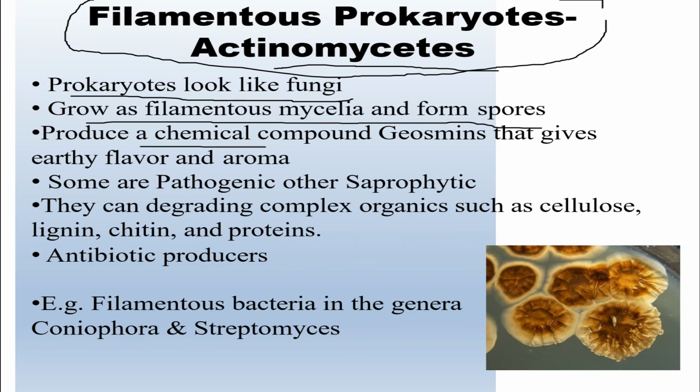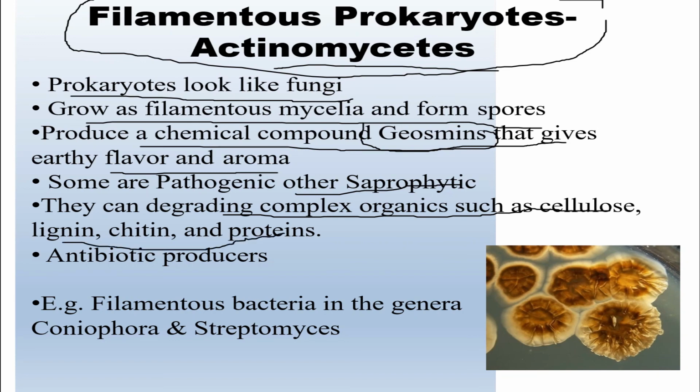Also, these produce a chemical compound known as geosmin that gives an earthy flavor and aroma. So this is a very important point. So these produce a chemical compound which is known as geosmin. Alright, and some of these are pathogenic in nature and the others are saprophytic in nature. Also, these can degrade complex organics such as cellulose, lignin, chitin and proteins. So these help in the degradation of complex organics as well, and these are the prime organisms for antibiotic production.